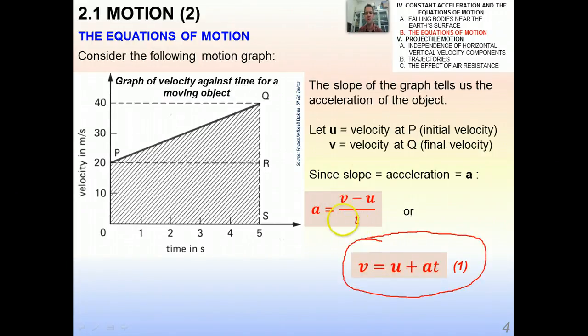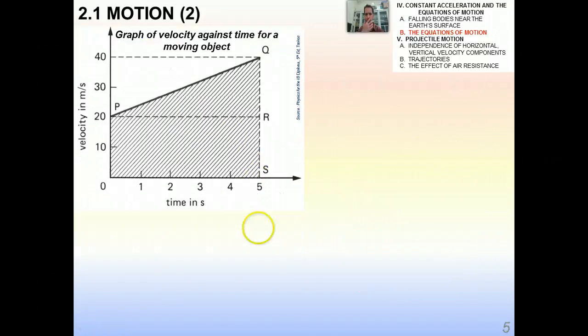This is the first equation of motion, and it seems really easy. Keep in mind that these four equations of motion that I'm going to derive for you are actually given to you in the data booklet. So there's no need for you to memorize them, but you should be comfortable with deriving them. This one is really simple. So that's the first one.